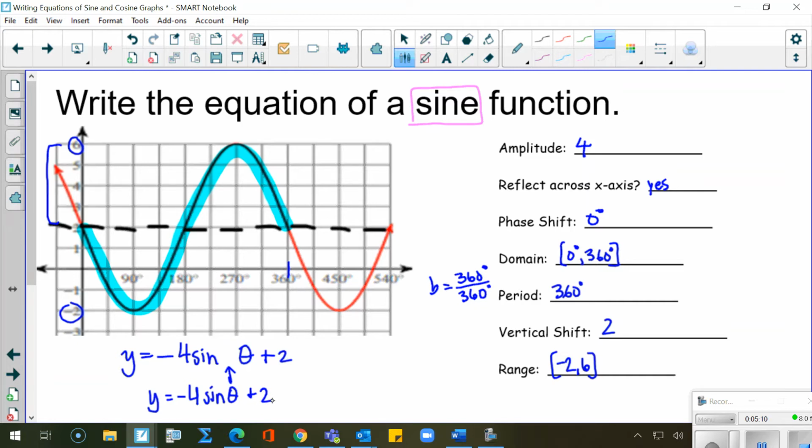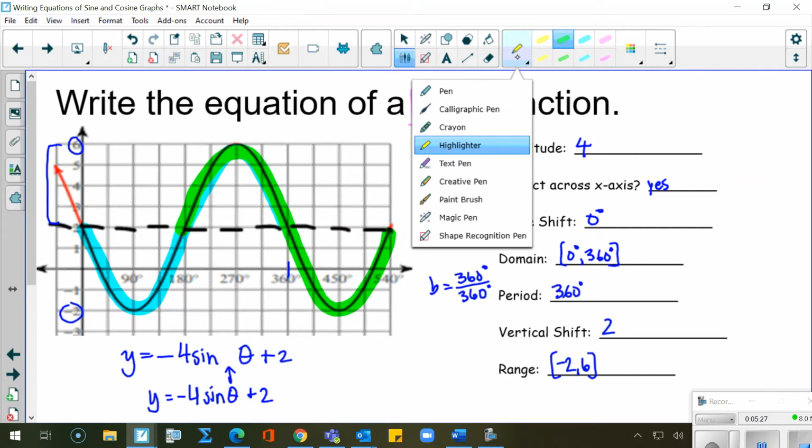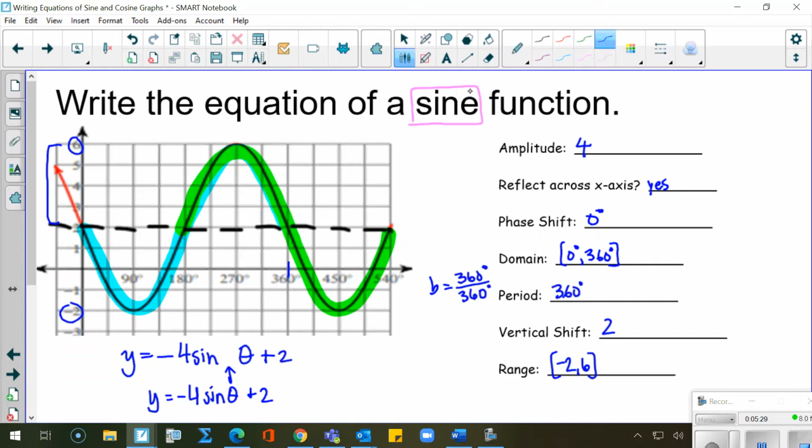Had I picked a different phase, maybe you looked at this graph and you picked this phase. That's perfectly fine. Some of our answers will be different. Some of our characteristics are different. It'll adjust our equation just slightly. The vertical shift is still 2. The amplitude is still 4. This time, this phase is not reflecting. And the phase shift is 180 degrees.